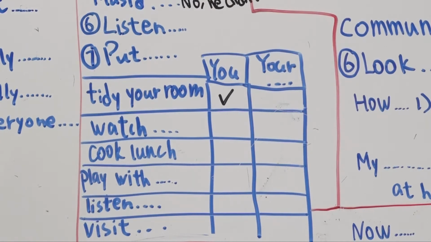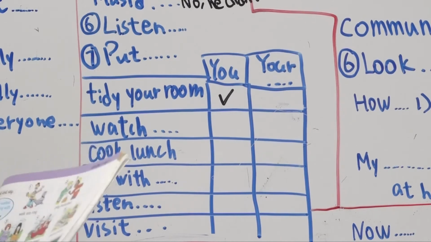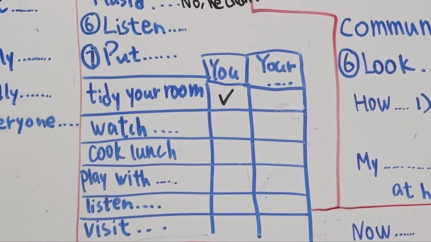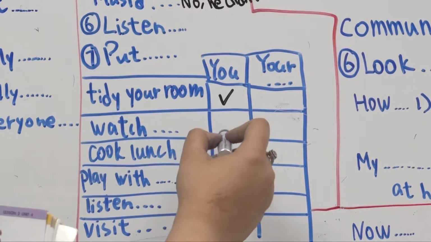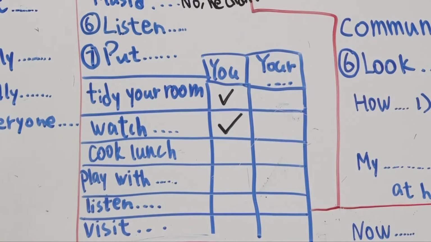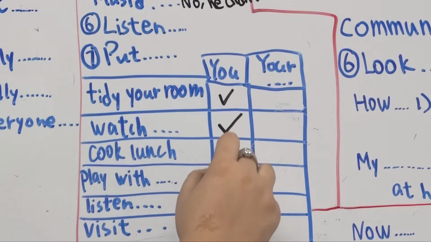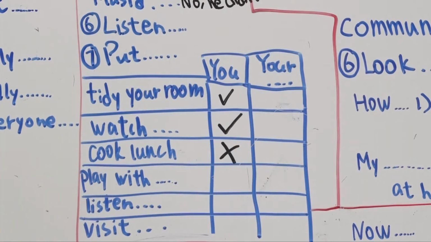Number 2, watch TV. How do we ask questions in the past like this? How are you going to ask, let's say, your friend? Let's pretend, all right? Did you watch TV yesterday? If you did, you would say, yes, I did. If not, then you would say, no, I didn't. Yep. The third one, cook lunch. How do you ask this in past tense? Did you cook lunch? If yes, you would say, yes, I did. If no, you would say, no, I didn't. Something like that, right?